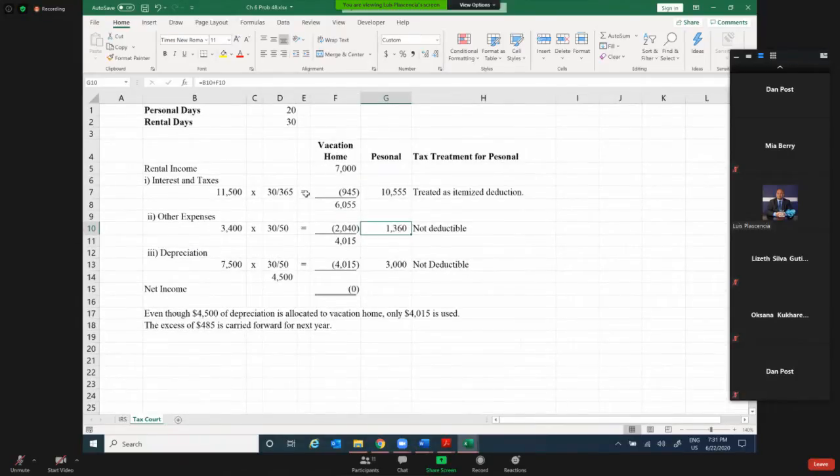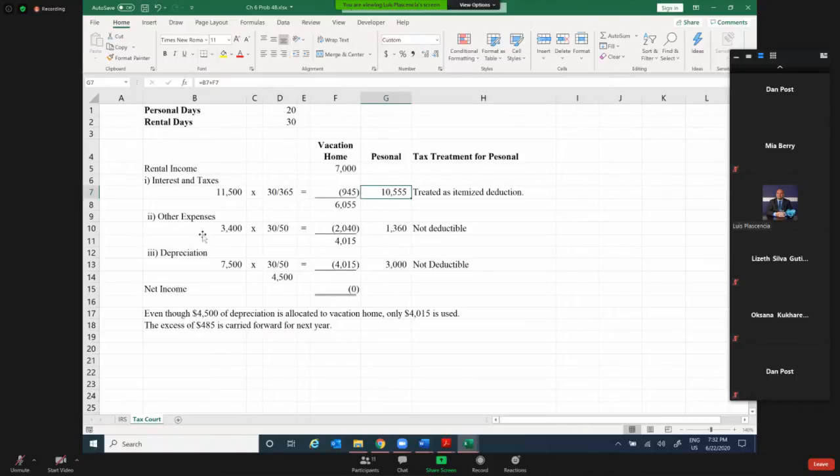So $7,000. Remember, I said the first category, 11,500, which is taxes. What is the ratio we're using? Days rented goes on top, 365 goes on the bottom. So 11,500 times the ratio of 3 over 365, only 945 gets allocated to the vacation home. So of the 11,500, 945 is a vacation home. 10,555 goes to personal. That's an itemized deduction. Everybody okay with me on that one? We're allocating 945 to the vacation home. The rest is an itemized deduction. Everybody okay with that?